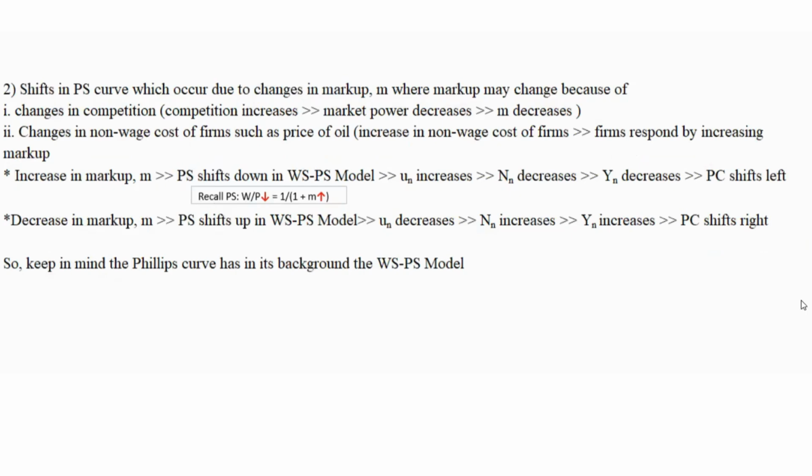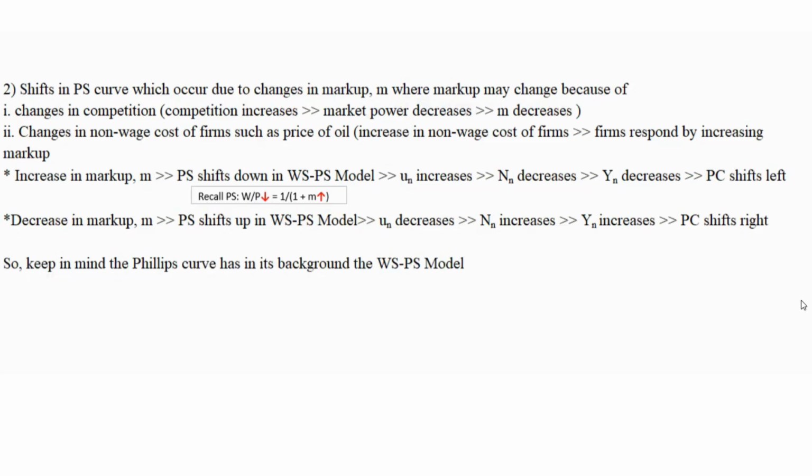Now, obviously, another thing that can shift yn is shifts in the price setting curve, which we know occur due to changes in markup, where the markup may change because of either changes in competition or changes in non-wage costs of firms, such as the price of oil, because then they will respond by changing the markup accordingly. And this is something I looked at in detail in the WS-PS model. If we have an increase in markup, we know the price setting curve shifts down in the WS-PS model because the equation of the price setting curve is W by P is 1 by 1 plus m. So if the markup increases on the right-hand side, then the real wage firms are willing to pay goes down, and the PS curve shifts down.